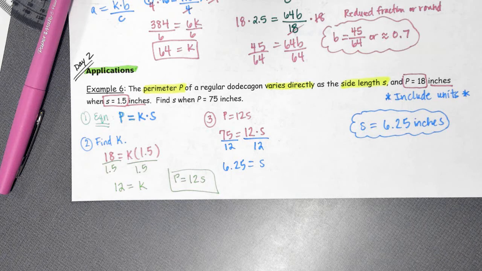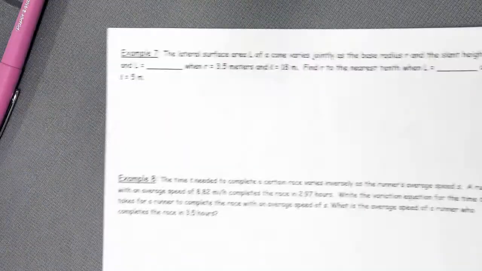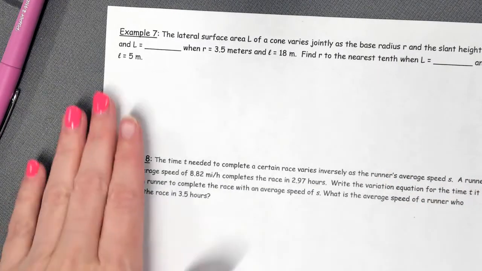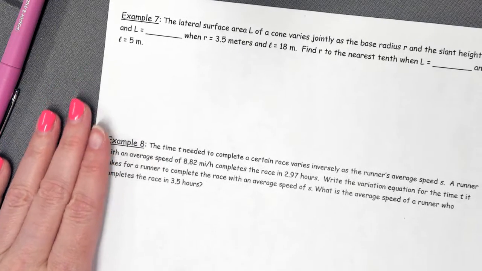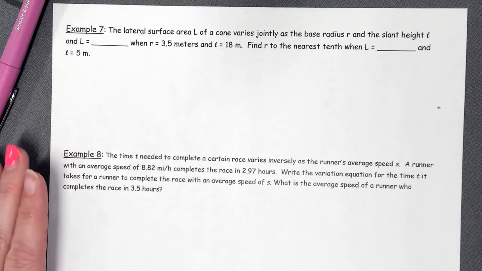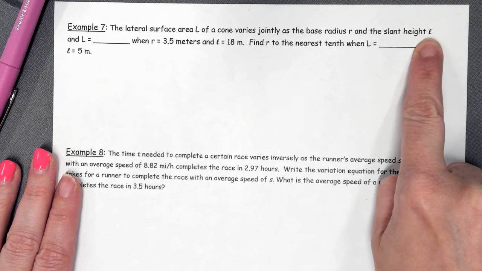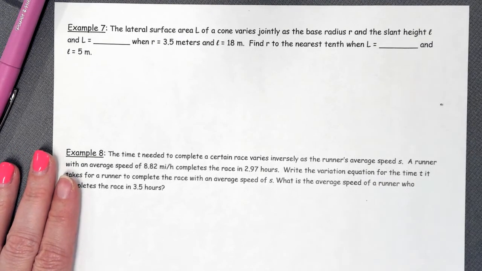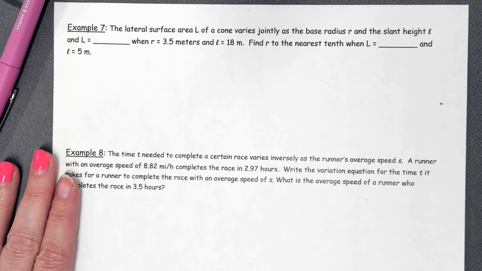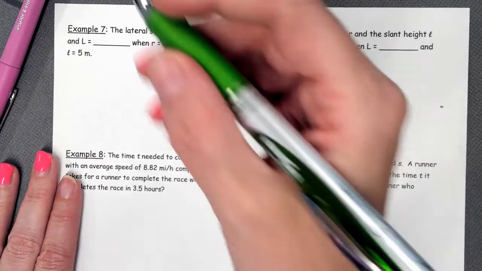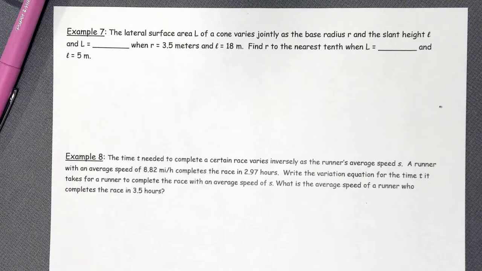All right, now for our next example, some more geometry here. It says the lateral surface area L of a cone varies jointly as the base radius r and the slant height ℓ. Remember, that's the cursive L that they use for the slant height. Okay, and then they give you the lateral area is 63 pi.